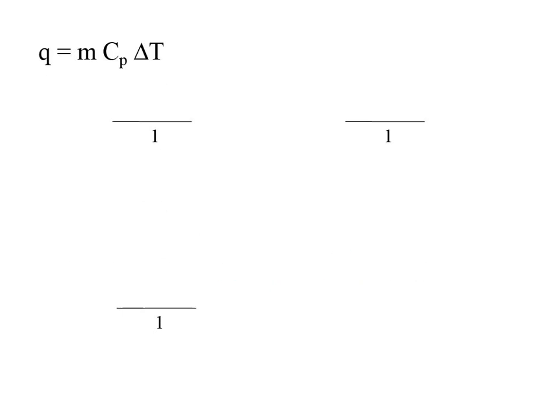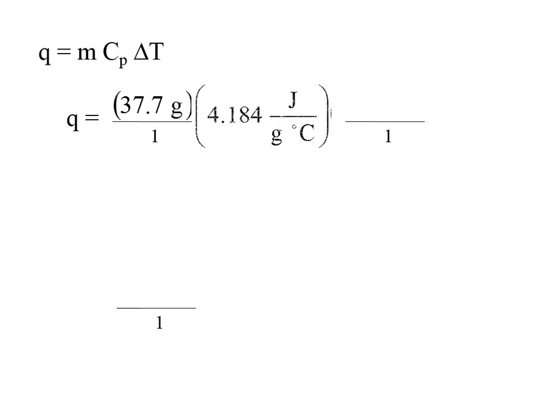All right, so let's plug them in. Make sure we use the units, though. And I kind of like to put things over 1 so that things cancel, right? So I would put the mass term, 37.7 grams, over 1. And then I would introduce the specific heat, 4.184 joules per gram degree Celsius. And then stick in that negative delta T, negative 46.8 degrees Celsius.